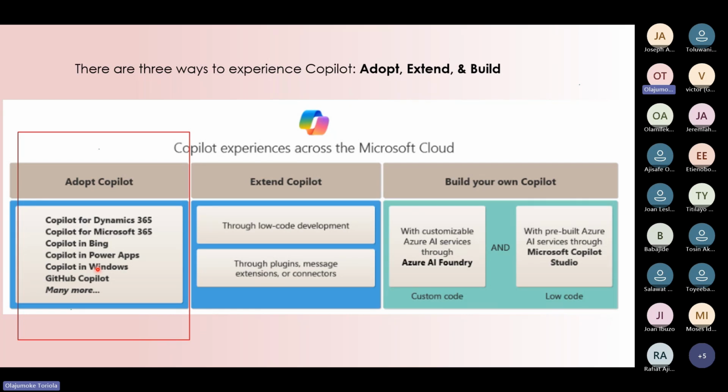The first way for us to experience Copilot is what? Adopt, which means that this product is out of the box already. You can just start consuming it, or you can just start using it.